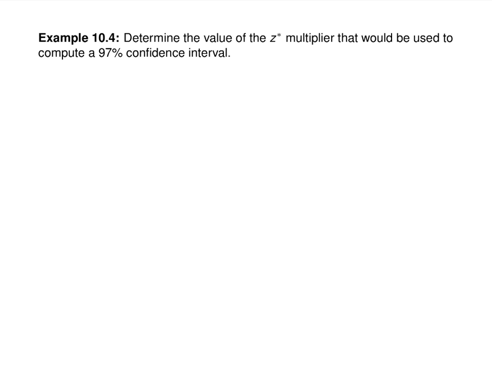All right, next. It is important that you kind of know where these z-star multipliers come from. So let's find the value of a z-star multiplier that would be used to compute a 97% confidence interval. So if we're computing a 97% confidence interval, here's an approximately bell-shaped curve. This is our standard normal.